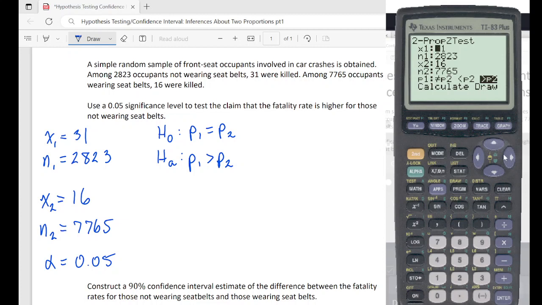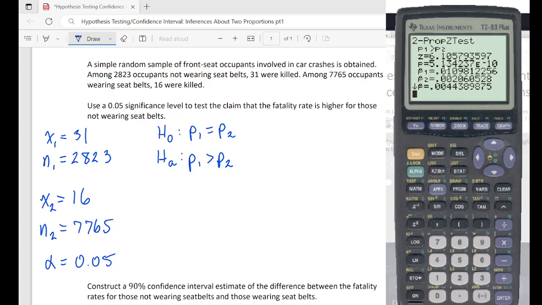And then the only one thing you need to be worried about is this. Do we use not equal to, less than, or greater than? And that always comes from the alternative hypothesis. So since it's greater than, we're going to have greater than selected. Then we go down to calculate, and we're going to get all these values. Now, there's a bunch in here, all well and good, but we're only really focused on the first two, Z and P, with no little hat, just Z and P. Z is our test statistic, and P is our P value.